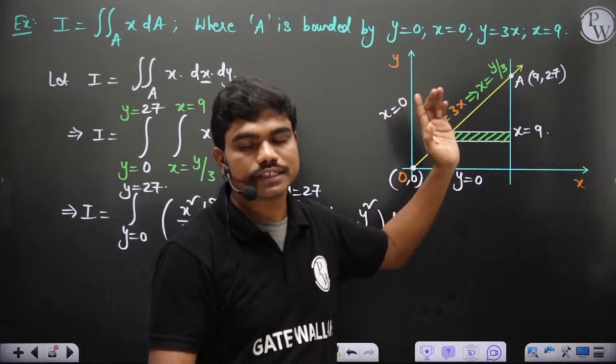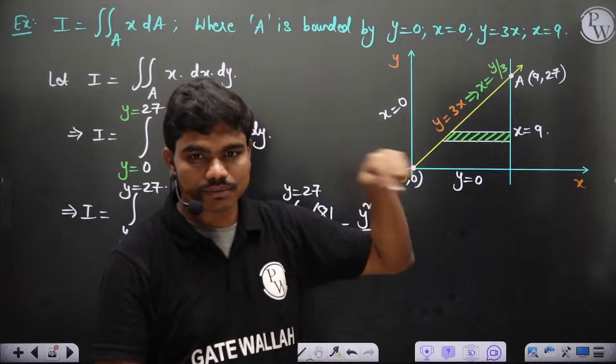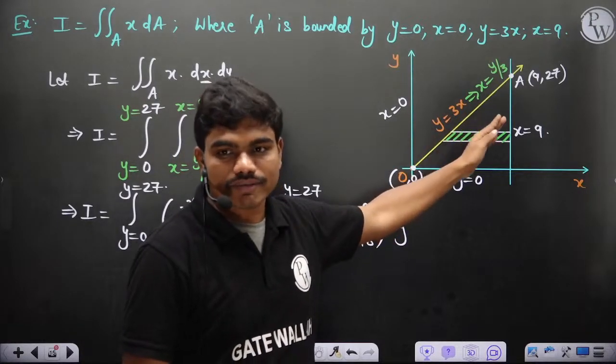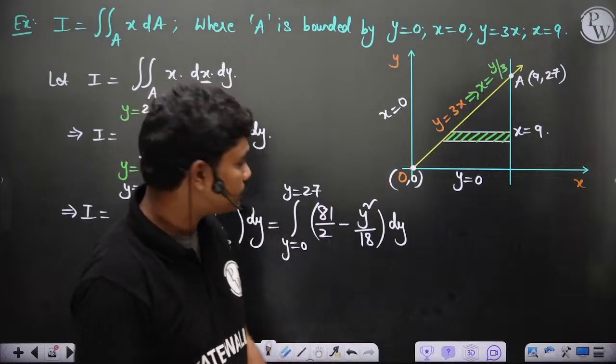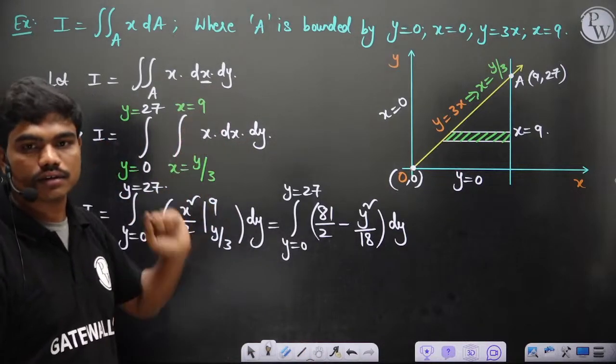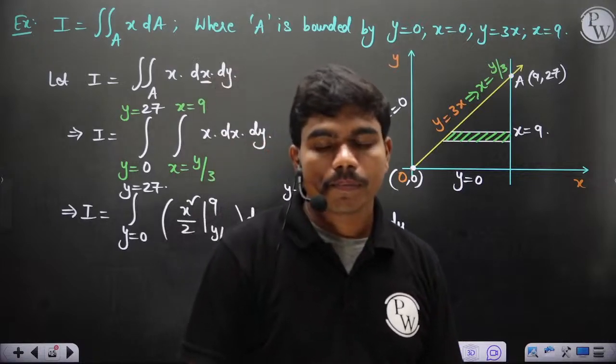Like in the case of a vertical strip, the least value is given by y equal to 0 and the highest value is given by y equal to 3x. Similarly, in this case, the least value of x is given by y by 3 and the highest value of x is given by x equal to 9. So that's why x equal to y by 3 to 9. Okay. Are the x limits clear?